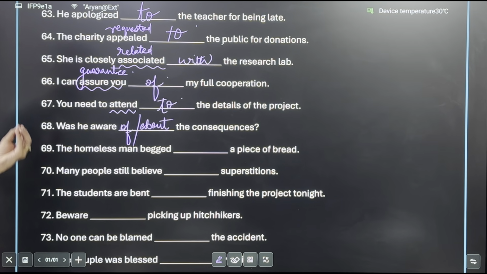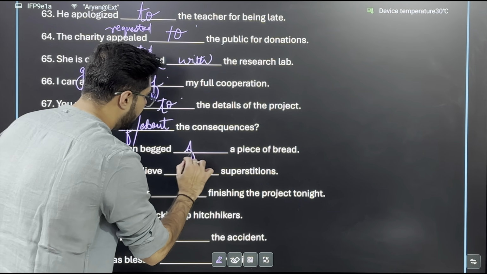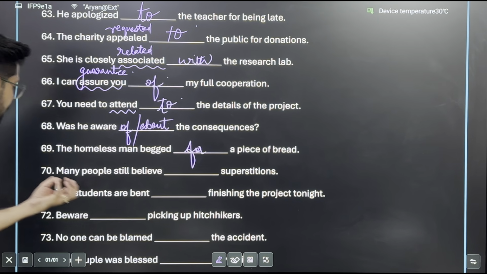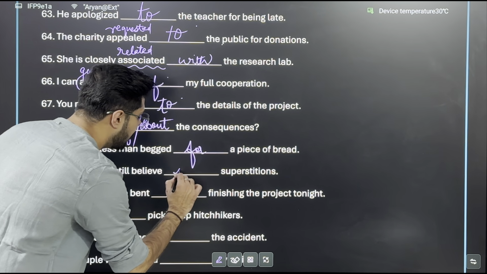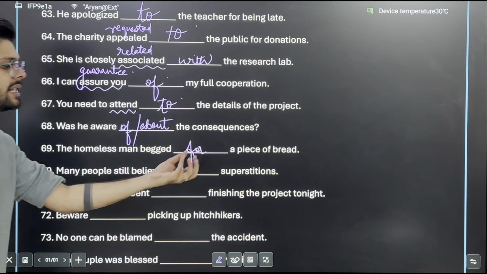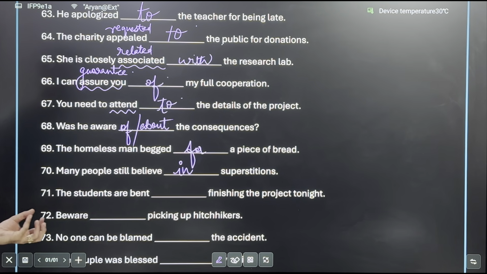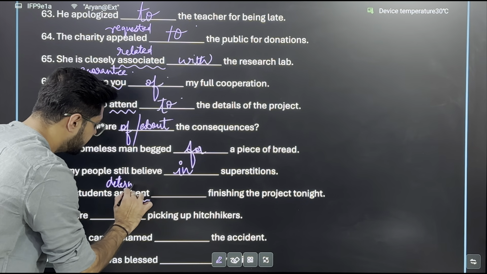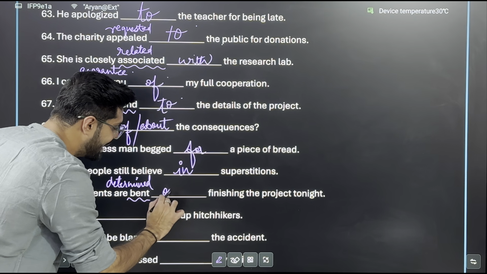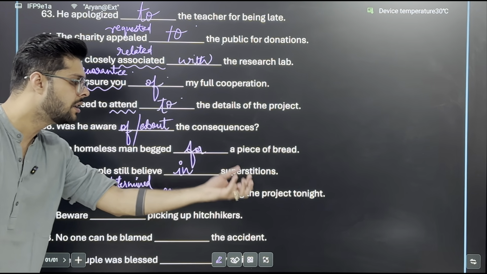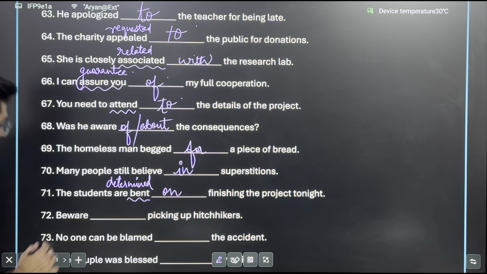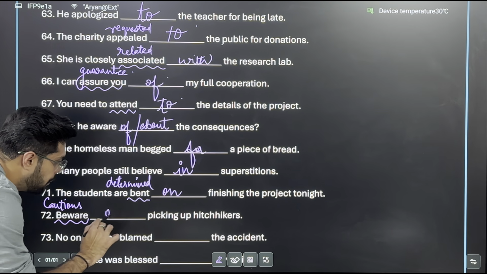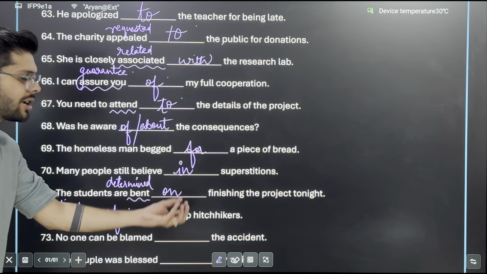Both will go. The homeless man begged for a piece of bread. He was hungry, so he begged for that thing. Many people still believe in. आज भी लोग बहुत ज्यादा भरोसा करते हैं in superstitions. ठीक है, अंधविश्वास. The students are bent. Bent का मतलब होता है determined. Like करना है मतलब करना है. So bent के साथ on use होता है. Bent on finishing the project tonight. That is determined. Beware यानी cautious, सावधान. Beware of picking up hitchhikers.